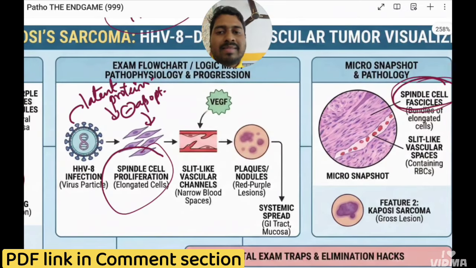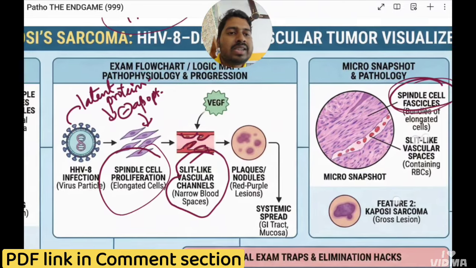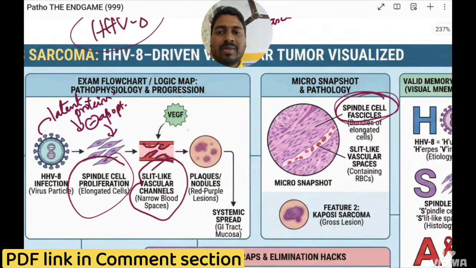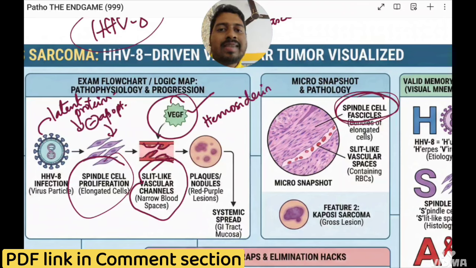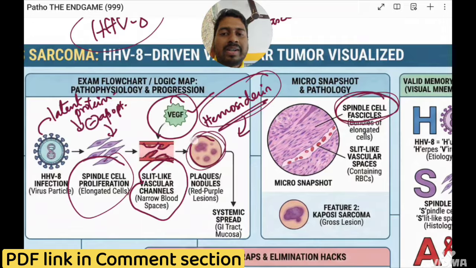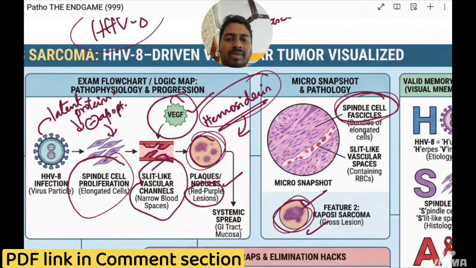Now these spindle cells will arrange inside the endothelium, and it will cause slit-like spaces. These slit-like vascular channels are the histological hallmark of Kaposi sarcoma. Also, there is angiogenesis because of VEGF. There is blockage in the blood vessels, and proliferation also. Along with this, there will be hemosiderin deposition due to extravasated RBCs. All this gives a purplish brownish appearance to the tumor, so we see it as a red purple lesion. See here, the gross lesion of Kaposi sarcoma looks like this.